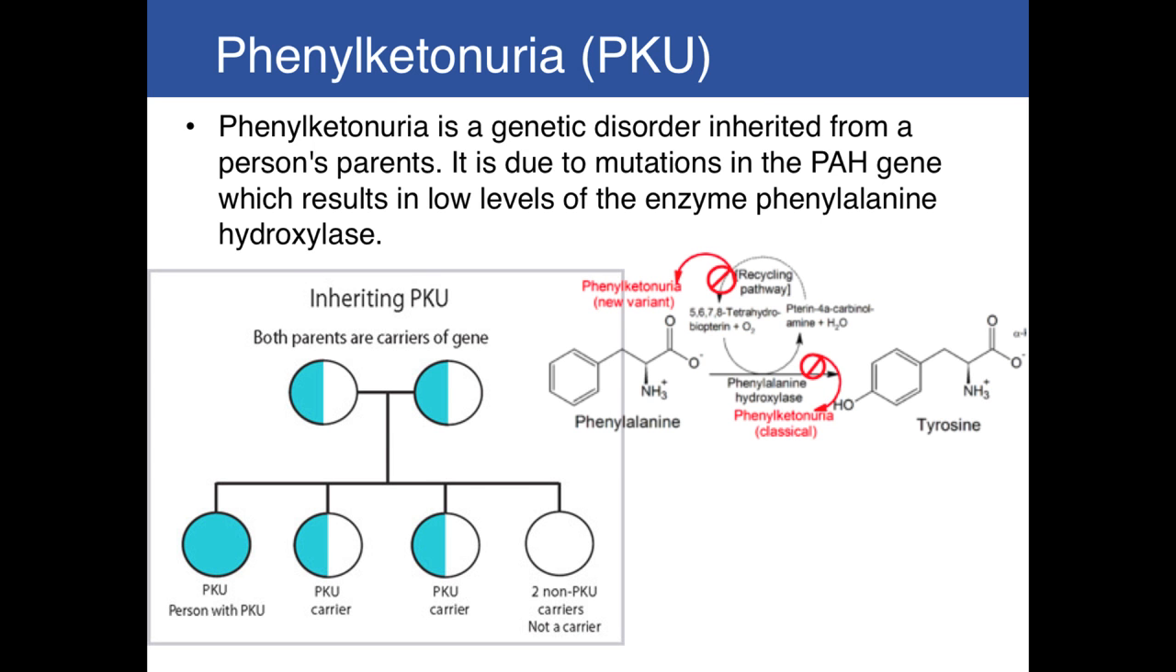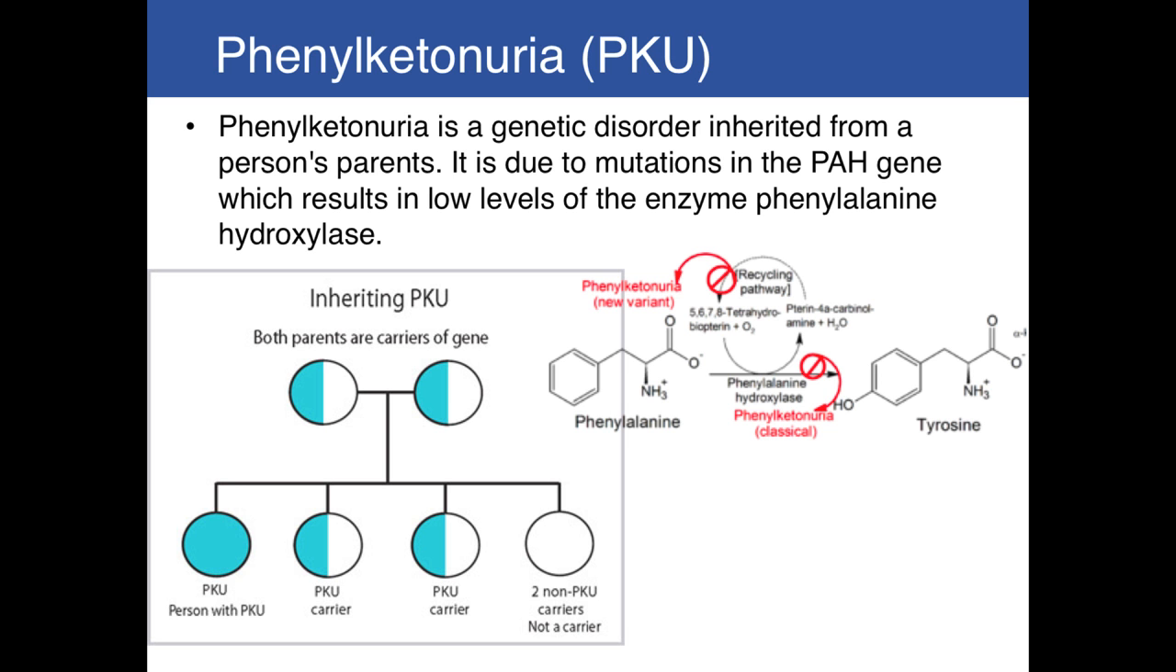So there are inheriting PKU. You can get that from both parents, or you have to get that from both parents, because if you have two non-PKU carriers, that's not a carrier. This is standard Mendelian genetics, right? Probably learned all this when you were a sophomore in high school, right? So not a carrier, quarter or half are a carrier, and a quarter have PKU if you have two parents that inherit a PKU gene. And there's a whole spectrum of stuff in between.